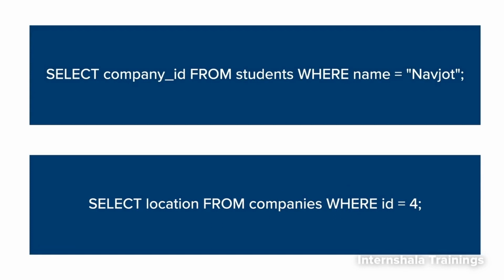Did you notice something interesting? If we look carefully, both these queries are dependent on each other to fetch data. The second query is dependent on the first query, as the first query will fetch the value 4, which is then used in the second query.